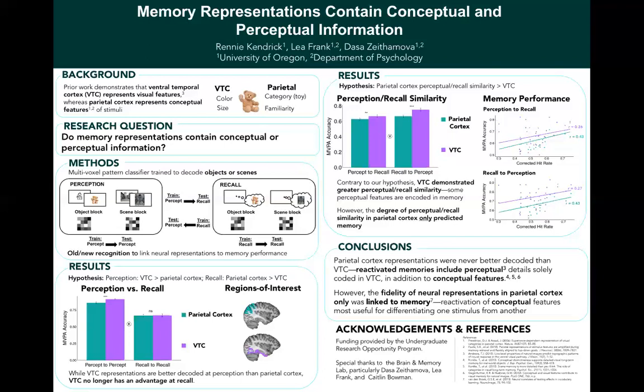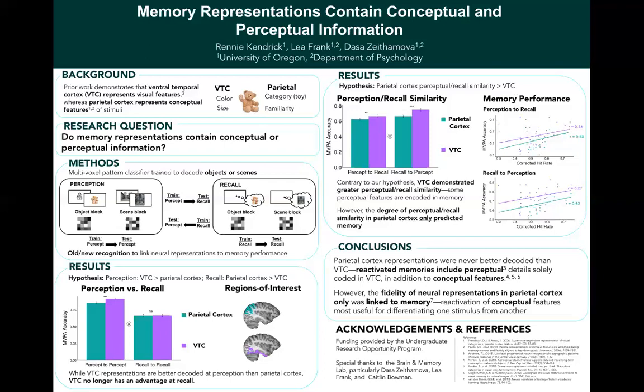Now I'll focus on the other 2 training schemes for the second set of results. I will refer to this scheme as cross-task training because I trained the classifier on one task, let's say perception, and then tested on the other task, let's say recall. High classification accuracy under this scheme would indicate that neural representations are similar at perception and recall. Based on my hypothesis that memories contain more conceptual features, I predicted that neural representations would be more similar in parietal cortex across phases than in VTC, given that the parietal cortex is known to represent conceptual features. That is, I expect classification accuracy under this scheme to be higher in parietal cortex.